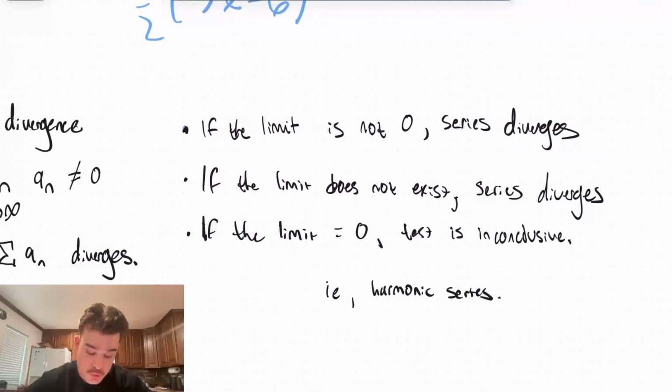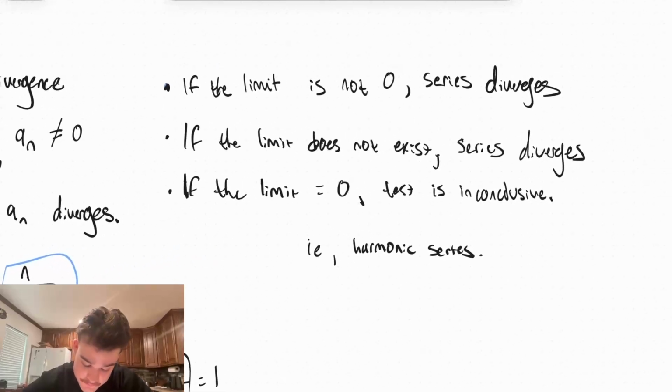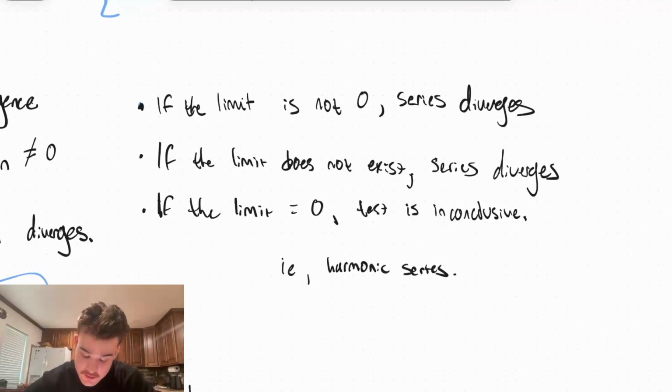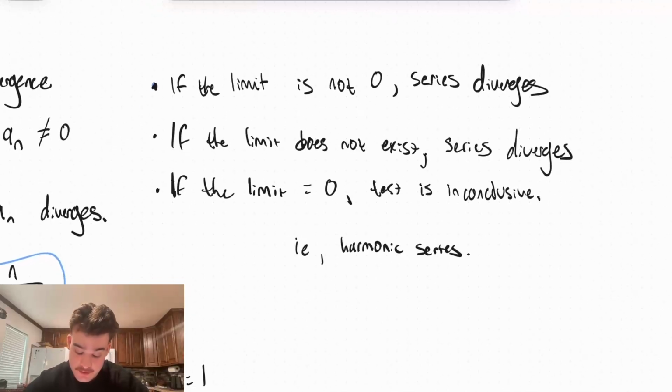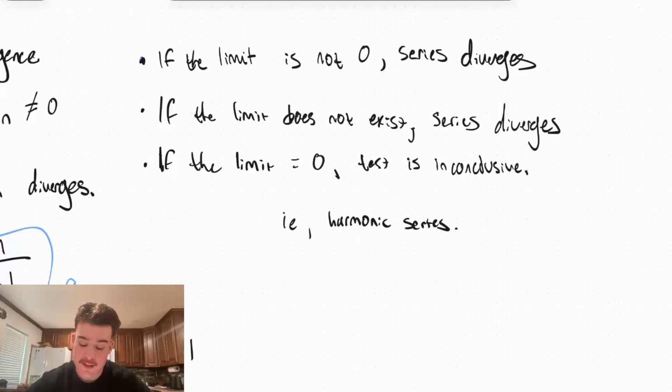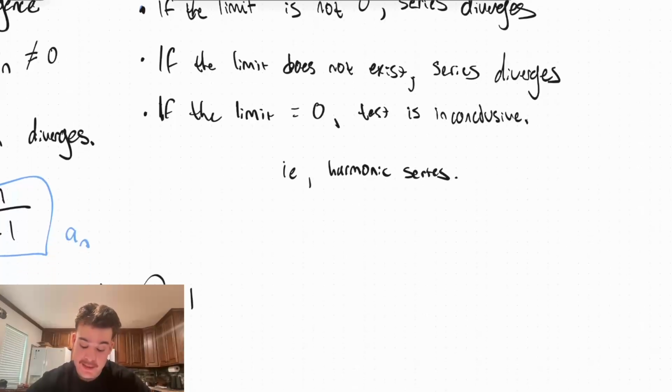So I want to go over some more rules of the nth test for divergence. If the limit is not 0, the series diverges. That's the main thing. You're going to check if the limit is not 0. If it's any number other than 0, the series is going to diverge. If the limit does not exist, we also say that the series diverges. And if the limit equals 0, the test does not necessarily mean that the series is going to converge. It is what we call inconclusive. So it may converge or it may diverge. And in this case, we're going to just have to choose another test for convergence to test this series.